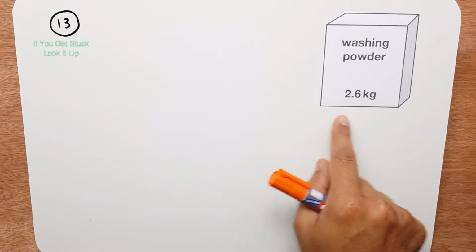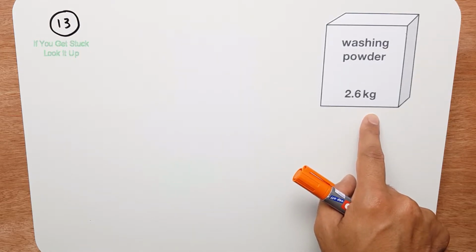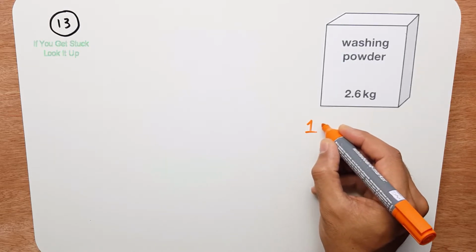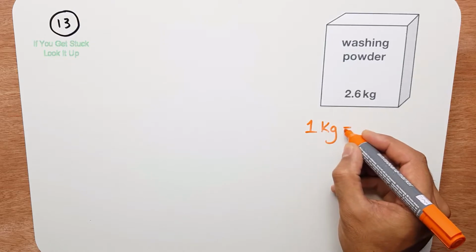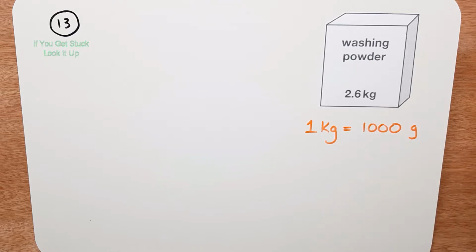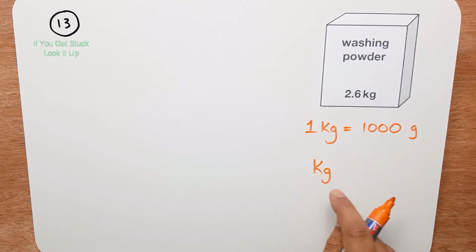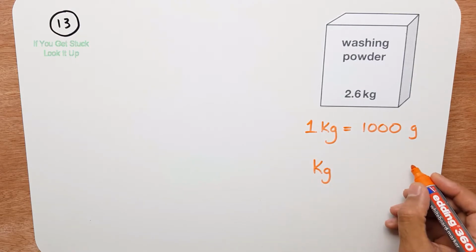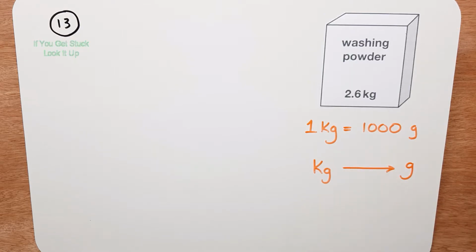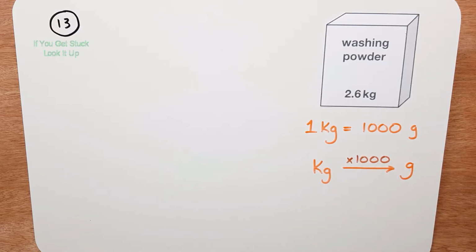In this question we're given that a washing powder box has 2.6 kilograms of powder in there. Now I just want you to know that 1 kilogram has 1000 grams. So if you want to work out the number of grams in a kilogram, all you simply do is times or multiply by 1000.